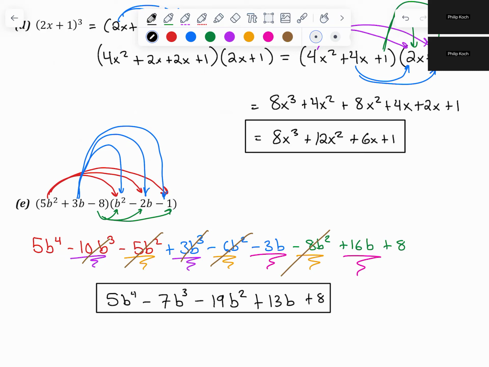You should get 5b to the fourth minus 7b cubed minus 19b squared plus 13b plus 8. Does everyone else get that same answer? Excellent. I did it right. I know how to do math. Any questions on distribution?